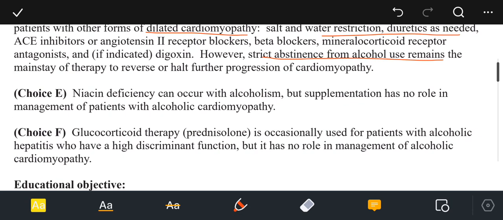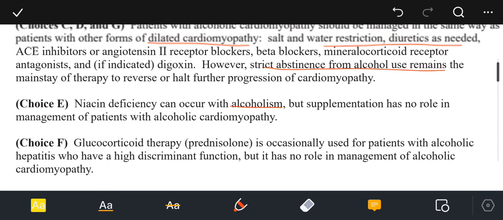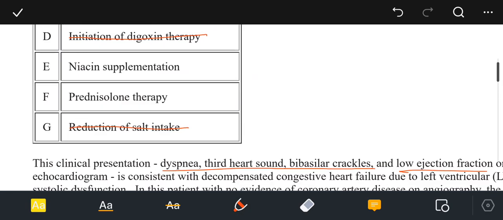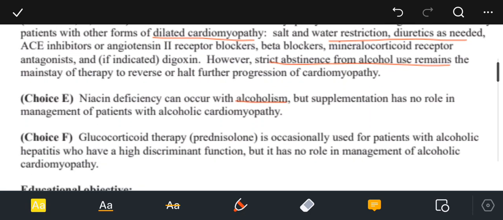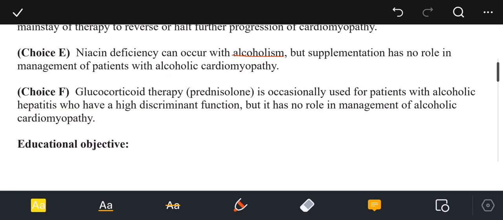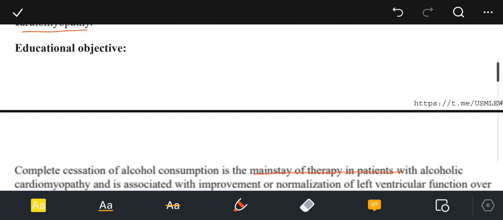Choice E, that is niacin deficiency, can occur with alcoholism, but supplementation has no role in management of a patient with alcoholic cardiomyopathy. And choice F, that is prednisone therapy, was not the option of choice because glucocorticoid therapy or prednisolone is occasionally used for patients with alcoholic hepatitis who have a high discriminant factor, but it has no role in management of alcoholic cardiomyopathy.